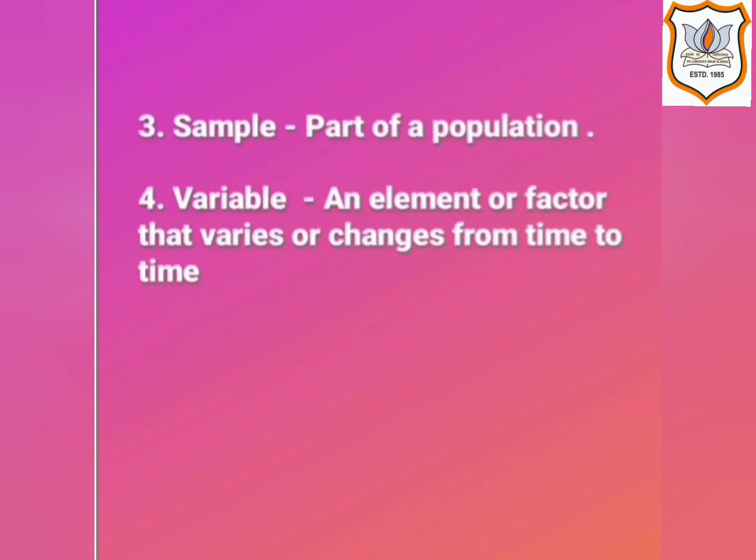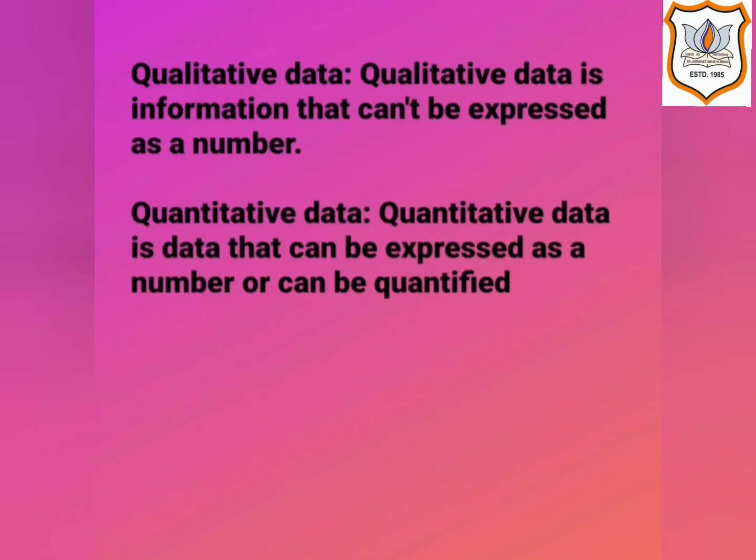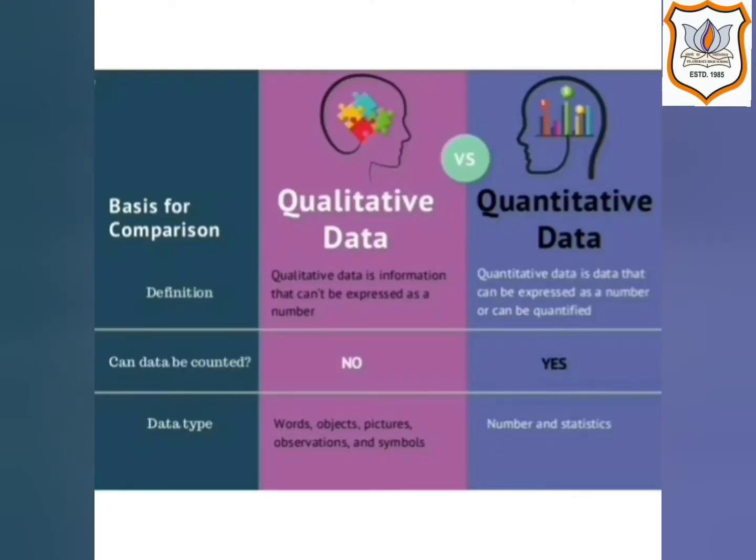So now let's understand in detail about quantitative and qualitative data. So let's read the definition of qualitative and quantitative data. Qualitative data is information that can't be expressed as a number. Quantitative data is data that can be expressed as a number or can be quantified. Now let's look at the comparison chart. Qualitative data and quantitative data.